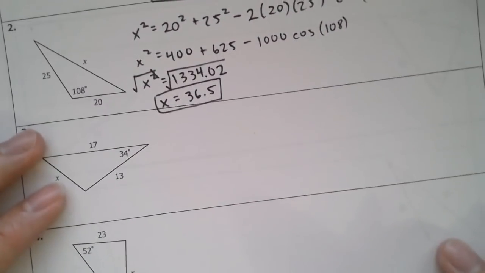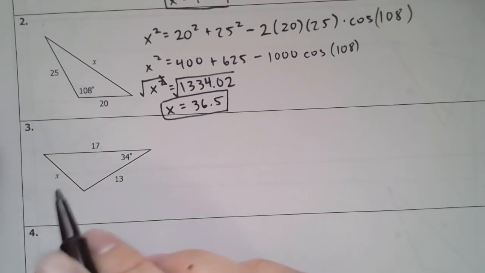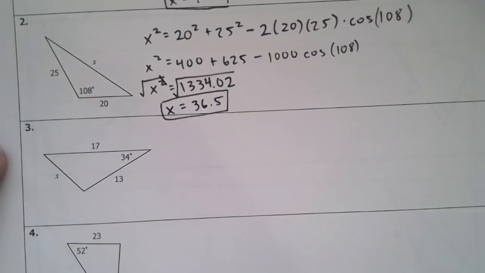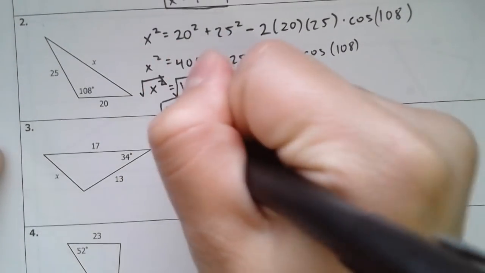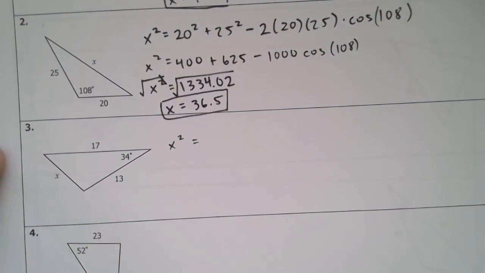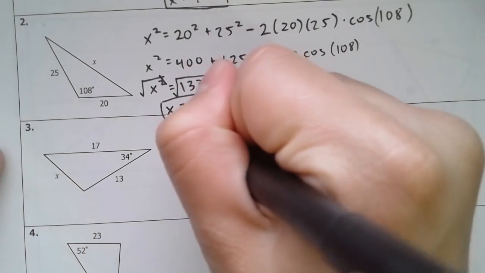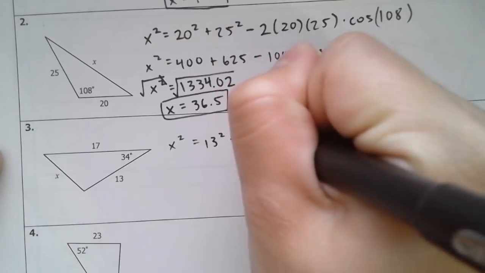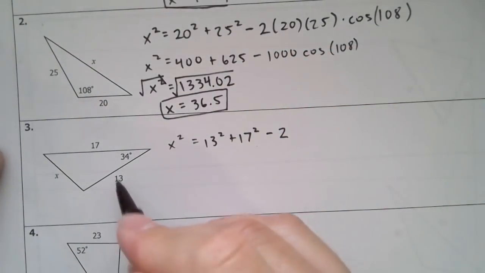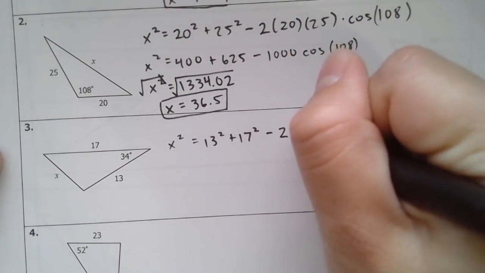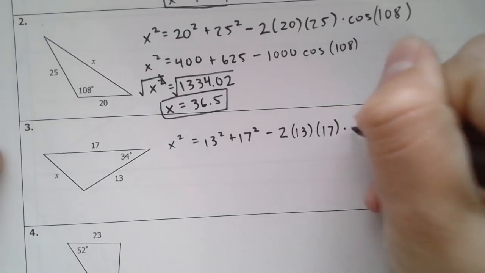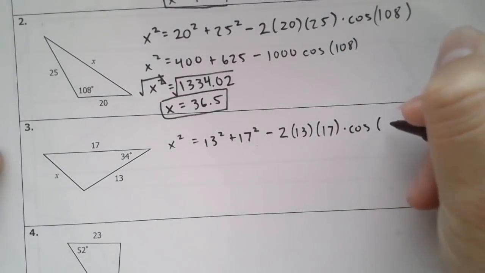The next one, so here's this side, here's the angle across from it, so I have x squared. X squared is equal to the squares of the other two added together, 13 squared plus 17 squared, minus 2 times the product of those two, 13 times 17, times the cosine of 34 degrees.